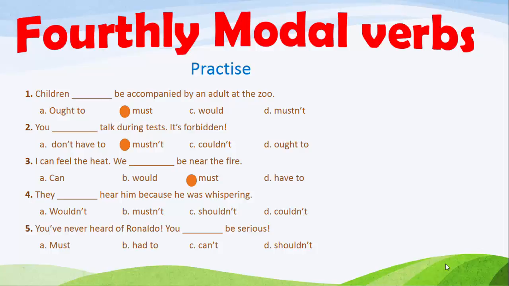Sentence number 4. They blank hear him because he was whispering. They wouldn't, they mustn't, they shouldn't, they couldn't. What's the correct answer? The correct answer is couldn't. And the modal couldn't here expresses lack of ability in the past. And it also expresses a logical assumption.